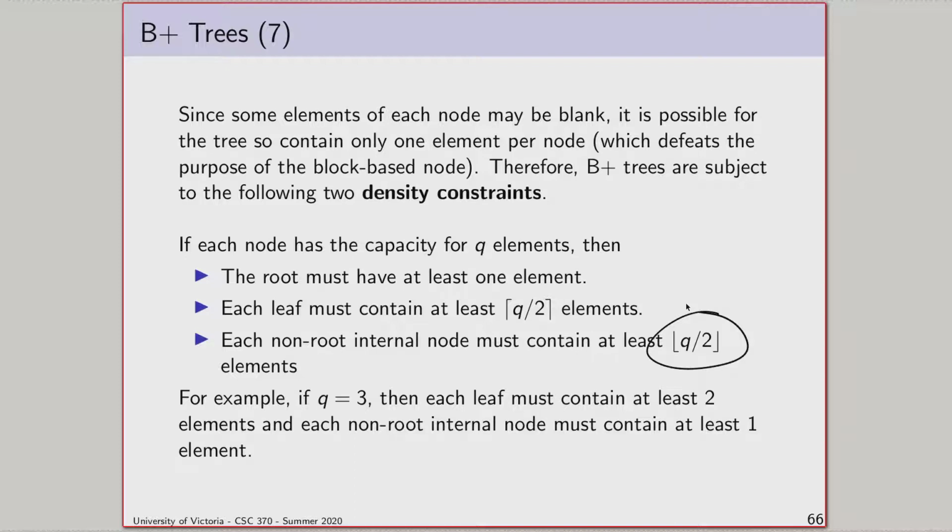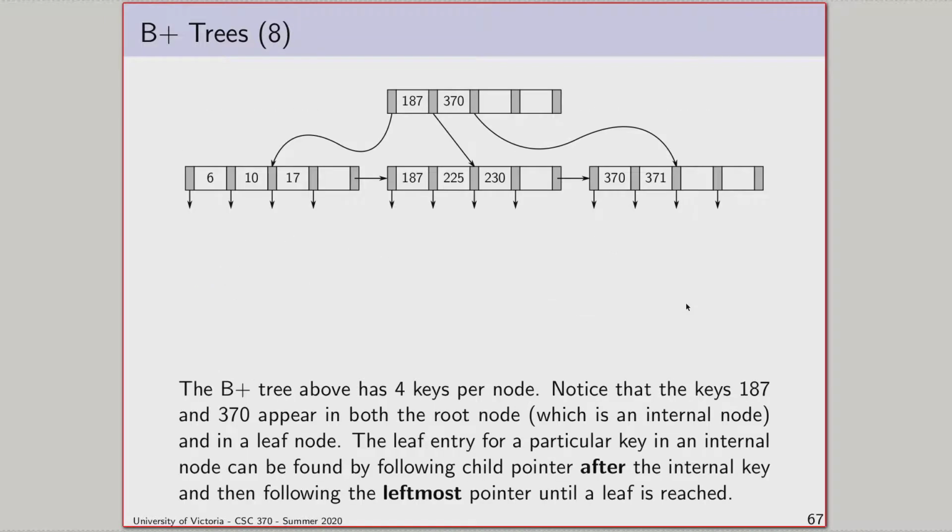So these are the density constraints. And the key is, if a node ends up too empty, if it can't obey the density constraints, that's a sign that you have to collapse the tree down. You have to begin removing nodes from the tree and merging nodes together.